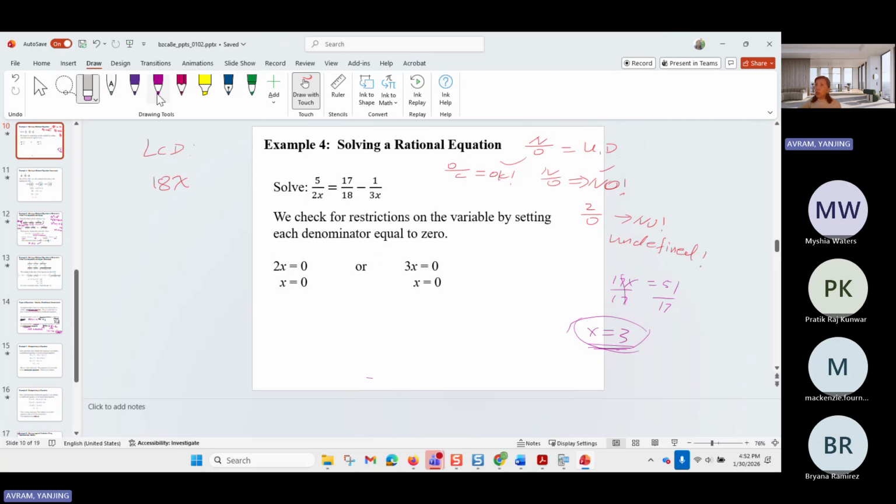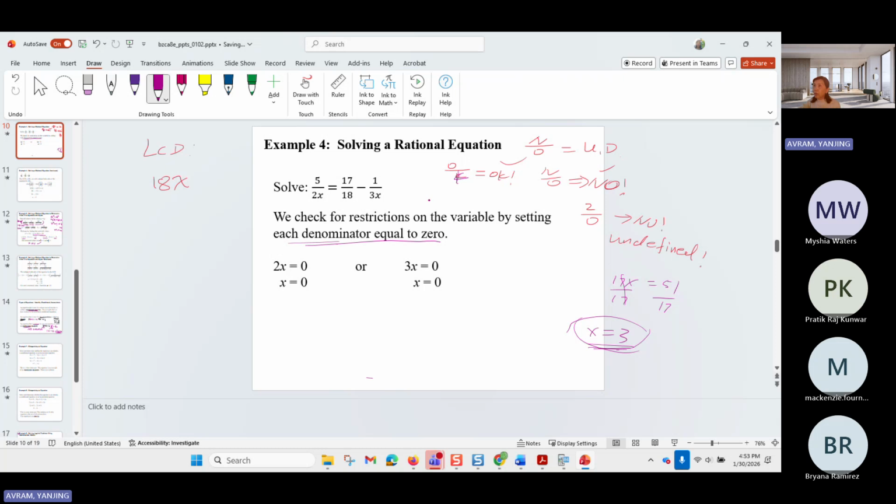Denominator cannot be 0. All right. Each denominator cannot be 0. Check the restriction on a variable by setting the denominator equal to 0, and we call this okay or no.